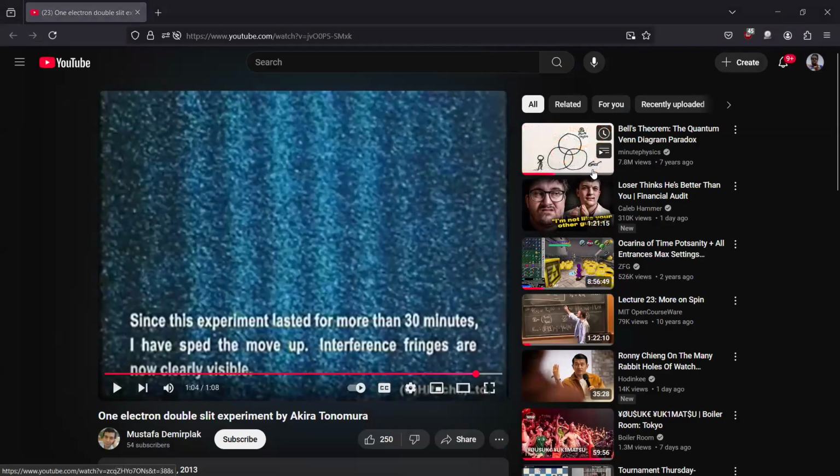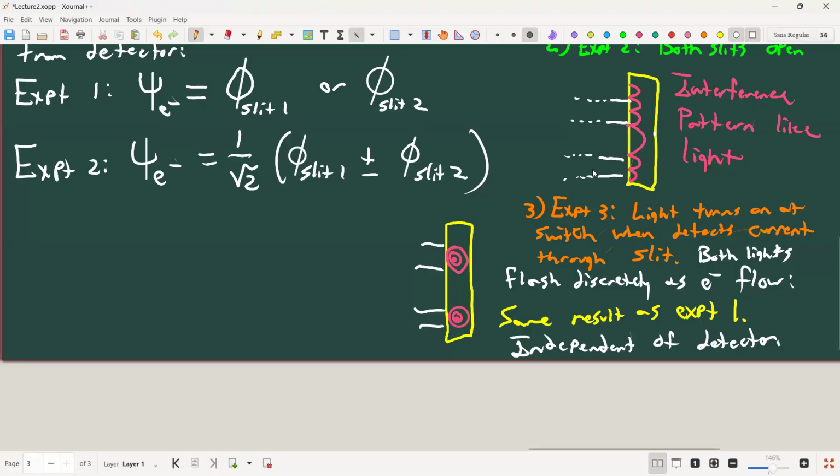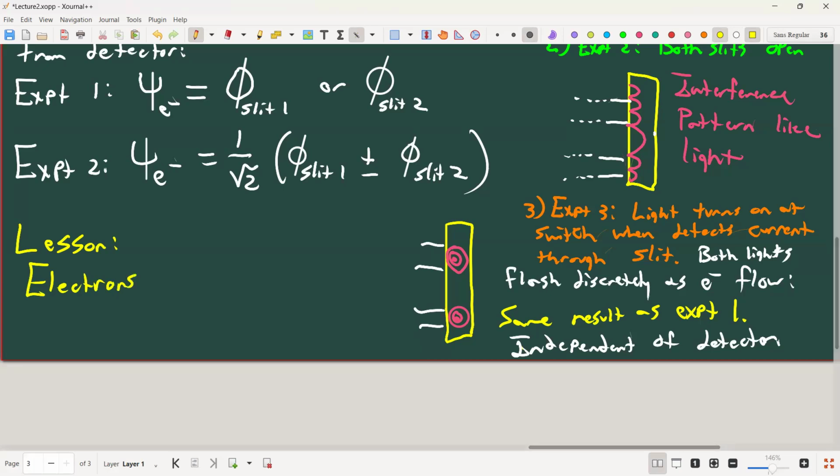So what does that tell me? Right, so the conclusion of this experiment, the lesson that we learn here, is that electrons, or in fact, you can do this experiment with more than electrons. They did it with atoms, light, obviously. In fact, people have shown the particle nature of light through this as well.